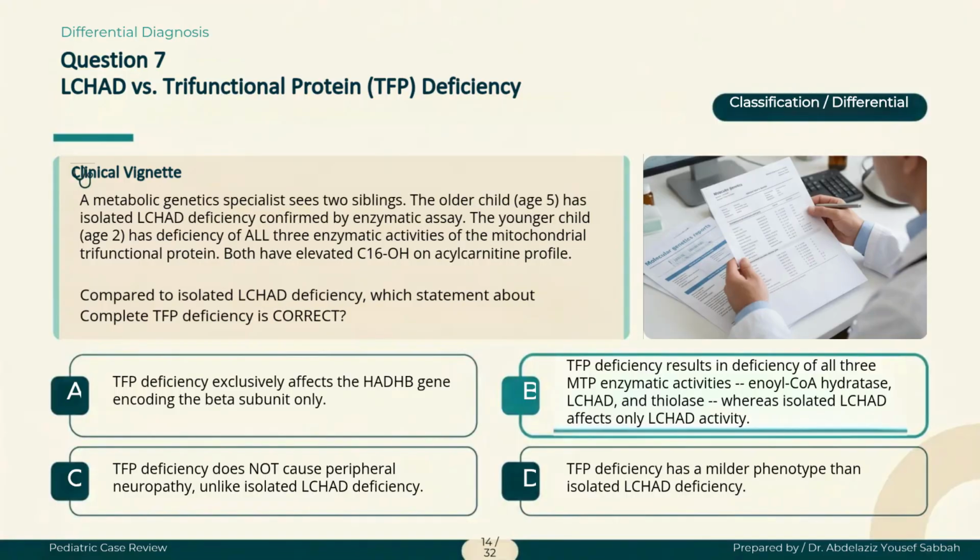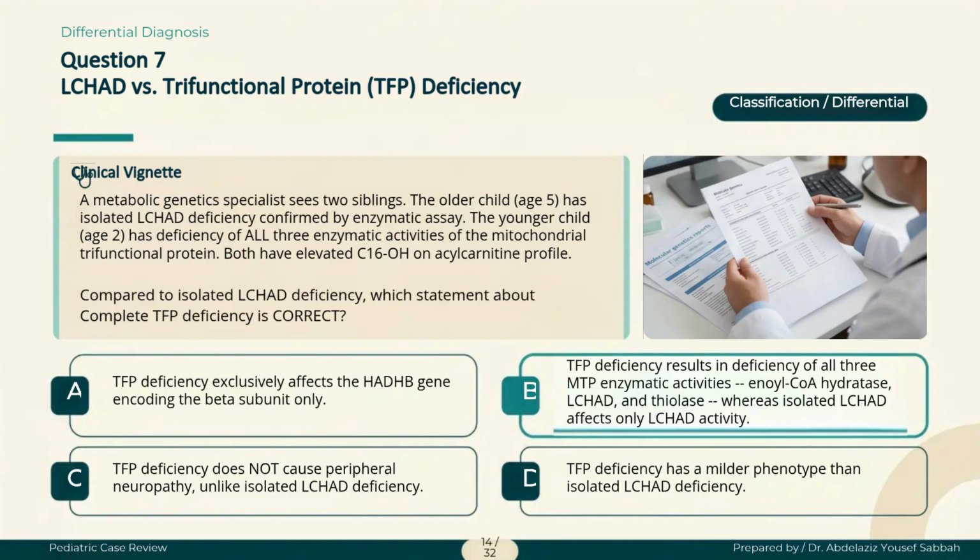Question 7. A metabolic genetics specialist sees 2 siblings. The older child, age 5, has isolated LCHAD deficiency confirmed by enzymatic assay. The younger child, age 2, has deficiency of all 3 enzymatic activities of the mitochondrial trifunctional protein. Both have elevated C16-hydroxy on the acylcarnitine profile. Compared to isolated LCHAD deficiency, which statement about complete trifunctional protein deficiency is correct?